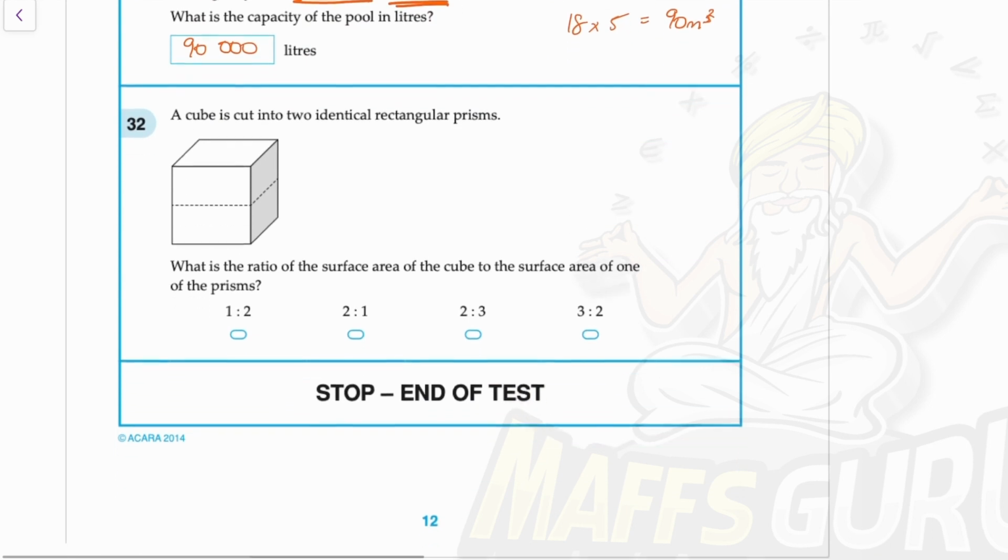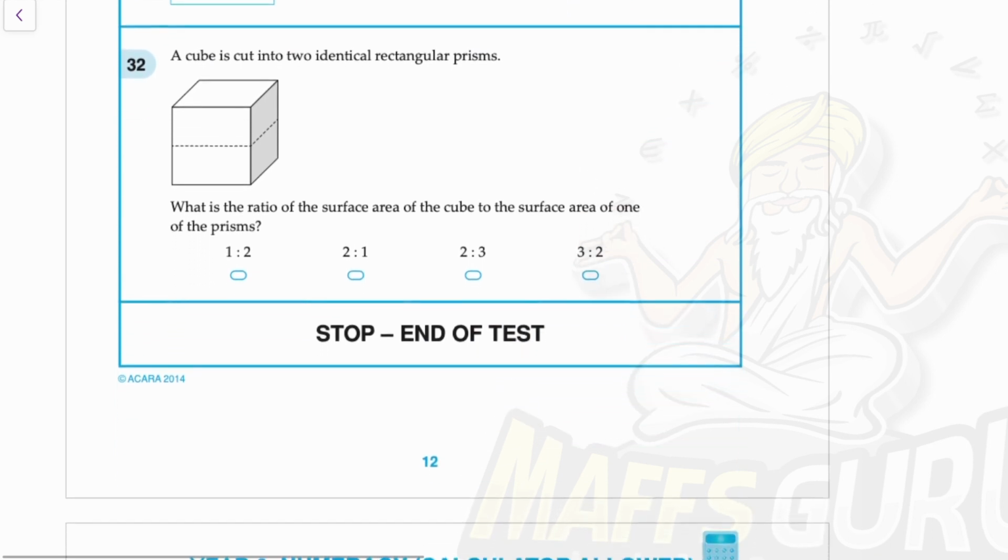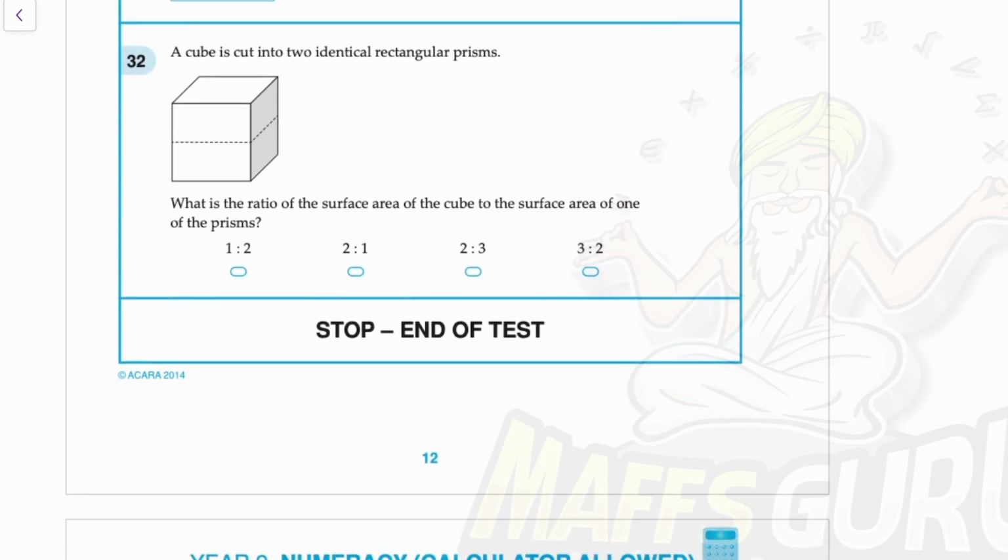A cube is cut into two identical, try that one again. A cube is cut into two identical rectangular prisms. What is the ratio of the surface area of the cube to the surface area of one of the prisms? Right, well for this one, to be perfectly honest with you, I'm just going to come up with numbers. So that's a cube. So let's make that 2, 2, 4, and 4 if it's a cube.